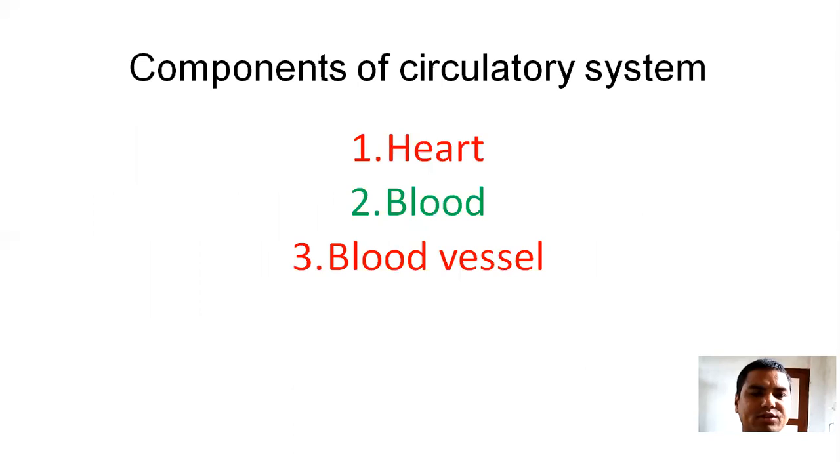Today I'll explain the components of the circulatory system. There are three components of the circulatory system. They are the heart, blood vessels, and blood. My dear students, today I will explain the heart and the blood vessels, but I will not explain the blood, as I already explained it in my previous connective tissue topics. So please try to collect the knowledge about blood from the animal tissue topic.